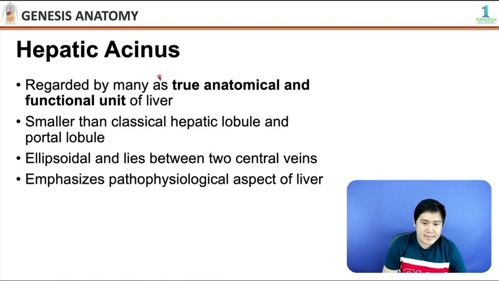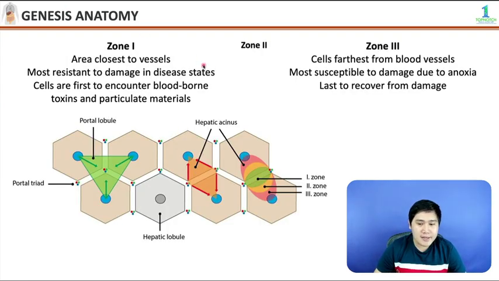And lastly, your hepatic acinus, which is regarded by many as the true anatomical and functional unit of the liver. It is actually smaller, shaped like an ellipsoid or diamond. So you will have two central veins and two portal triads on each side. It emphasizes the pathophysiological aspect of the liver, because it classifies the acinus into three different zones.